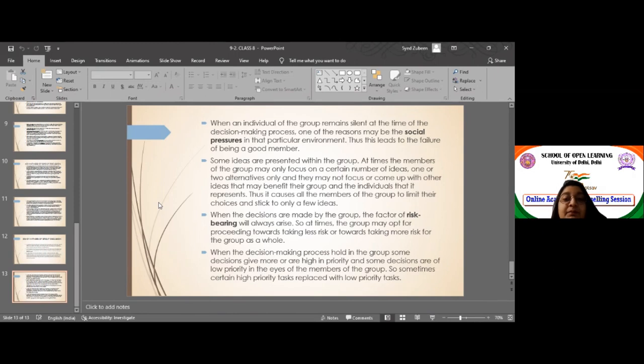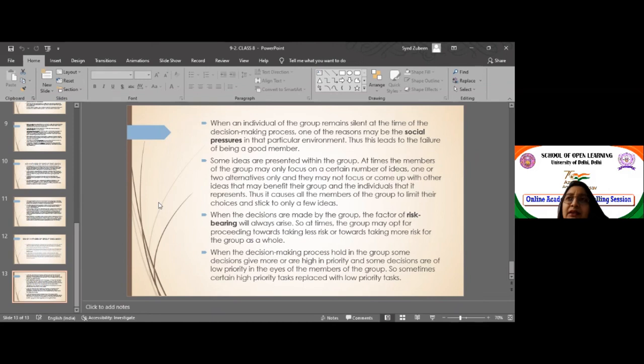Then, when the decisions are made by the group, the factor of risk bearing will always arise. So, at times, the group may opt for proceeding towards taking less risk, or towards taking more risk for the group as a whole, right? So, because a lot of people come forth with new ideas and the group discusses that yes, this might be a good idea, so it can be risky, because though everyone has agreed to it, for example, this intercollegiate event that I'm talking about as an example, you can be a bit too ambitious, right?